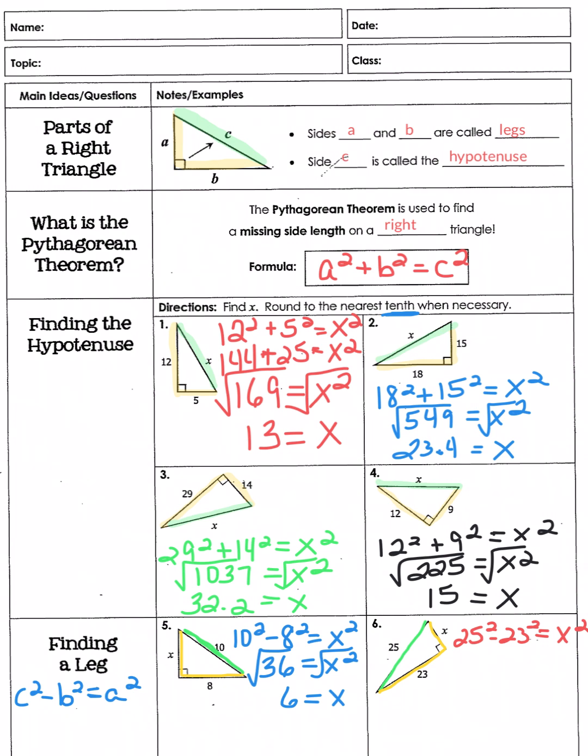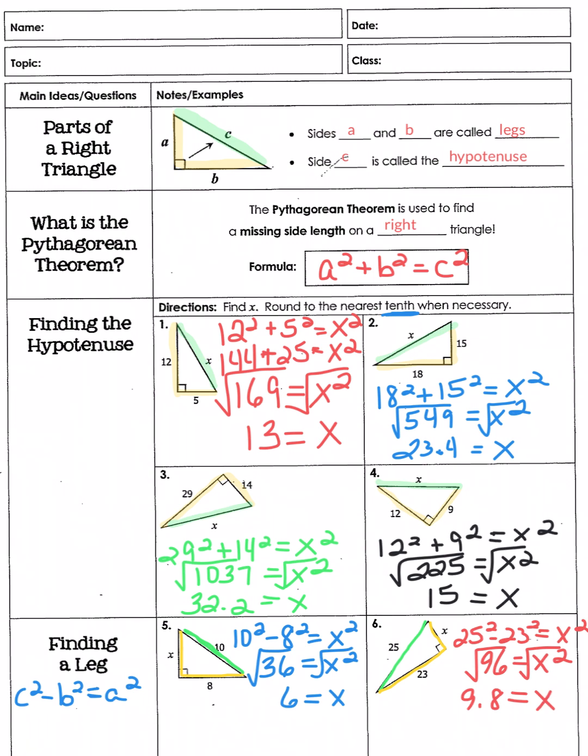So I'm going to use my calculator and do 25 squared minus 23 squared equals 96 equals x squared. Then I'm going to take the square root of 96, and I get 9.79. So I'm going to round that to 9.8.